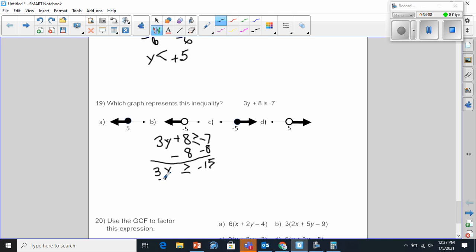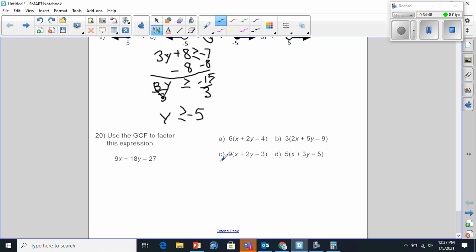Now I got to get 3 away from 3y. So I'm going to divide it away. Whatever I divide from one side, I divide from the other. Now notice I didn't divide by a negative number. That means I keep that symbol exactly the same. Y comes down. Got rid of those 3's. And now negative 15 divided by 3, well, that's negative 5. So y is greater than or equal to negative 5. Since it could be equal to it, I shade in the dot. So it can be only one of these two. And since it's greater than negative 5, it has to be C.